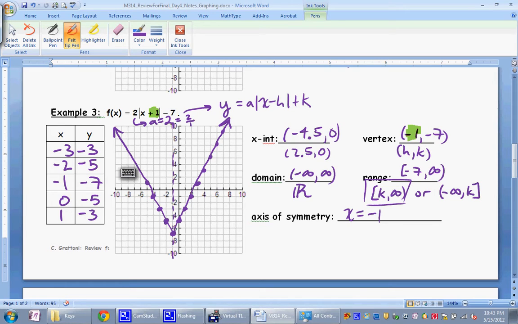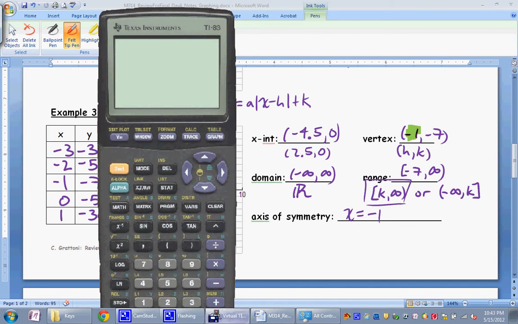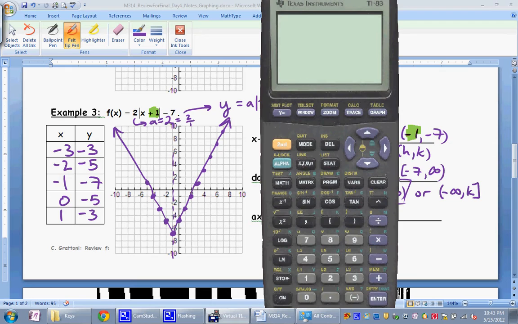Now let's say that you had a brain freeze, and you could not remember how to graph an absolute value equation. What I would suggest is turn on your calculator, go to the y equals menu, clear out whatever's in there, and type in the equation. 2 absolute value. The way you get to absolute value is second, the yellow key, and 0, the number 0. That brings you to the catalog, and you can see ABS right here. ABS stands for absolute value.